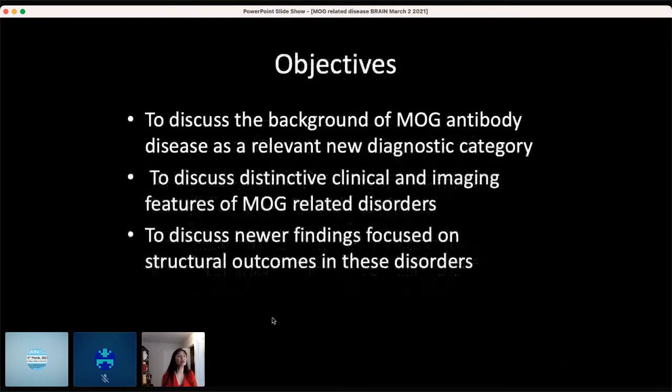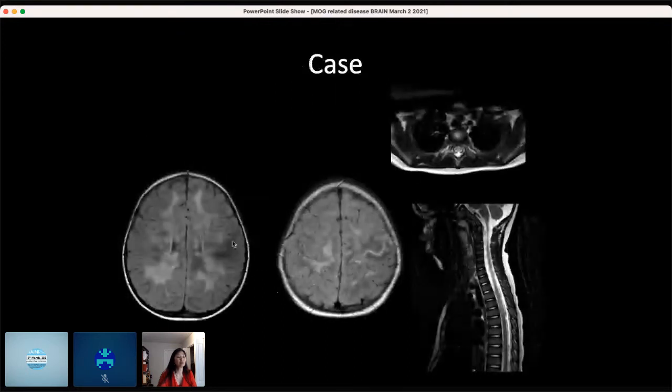My objectives are really to talk about the background of MOG antibody disease as a relevant new diagnostic category, and then to talk about distinctive clinical and neuroimaging features of MOG-related disorders, then move on to talk about newer findings focused on structural abnormalities in these disorders. And I'm going to start with a case.